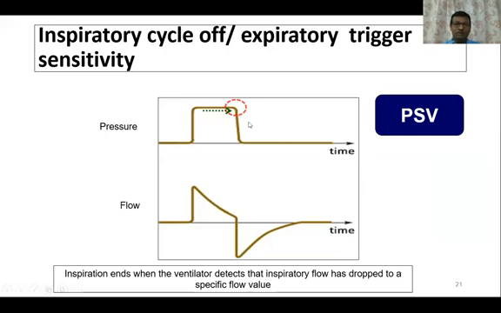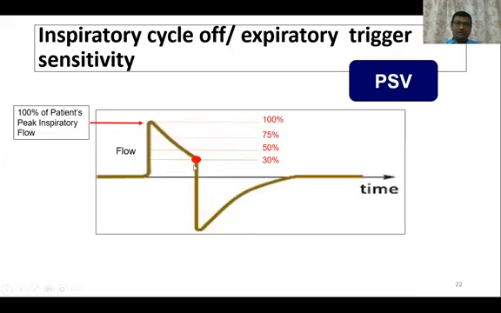What do I mean by that? Inspiration ends when the ventilator detects the inspiratory flow has dropped to a specific flow value. So this is expiratory trigger sensitivity in pressure support ventilation. And usually the set expiratory trigger sensitivity is between 25 to 30% of the total peak inspiratory flow.